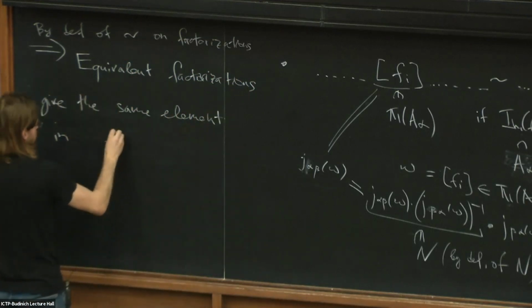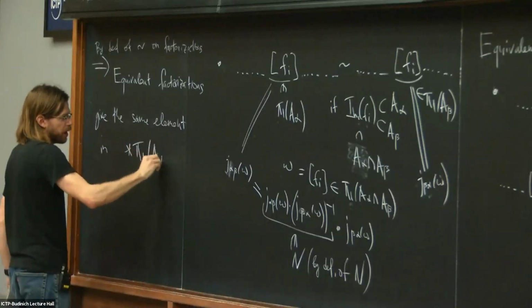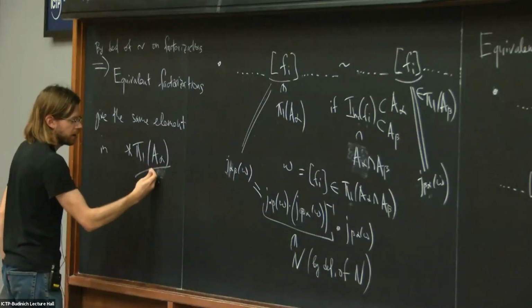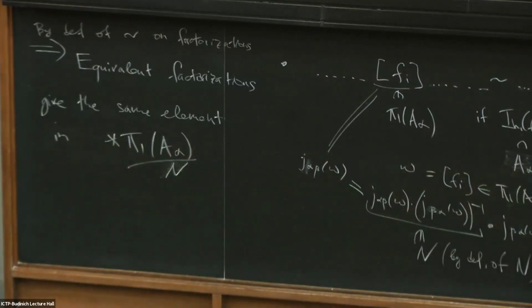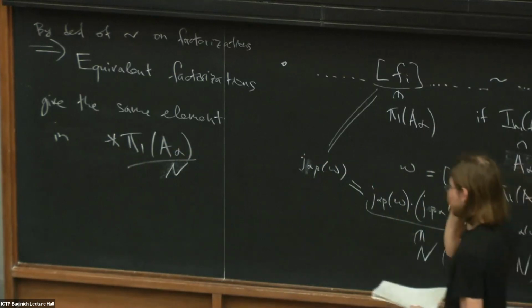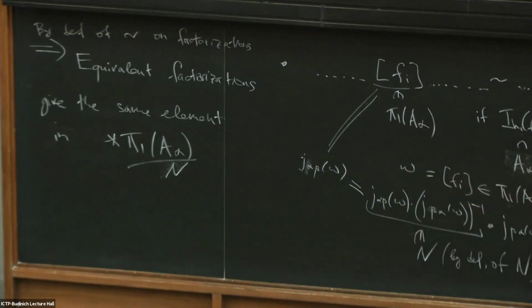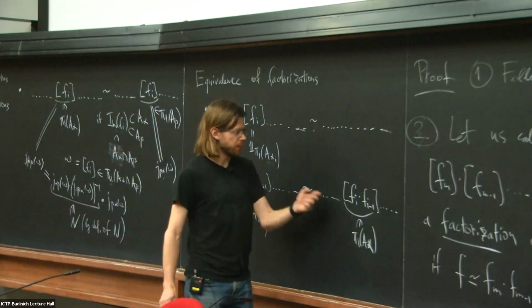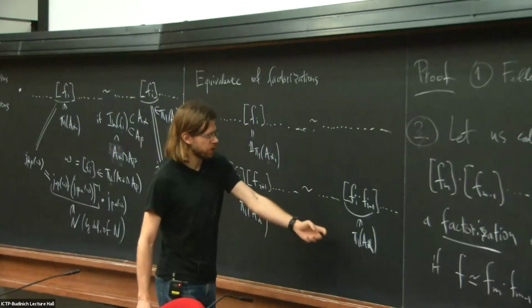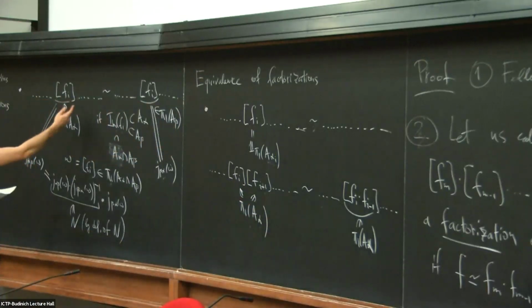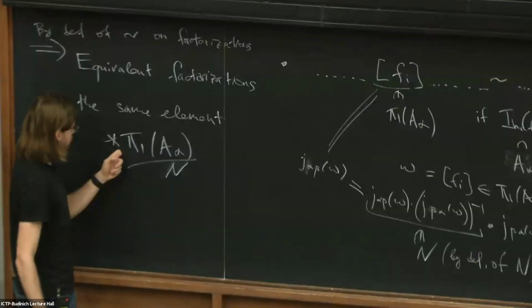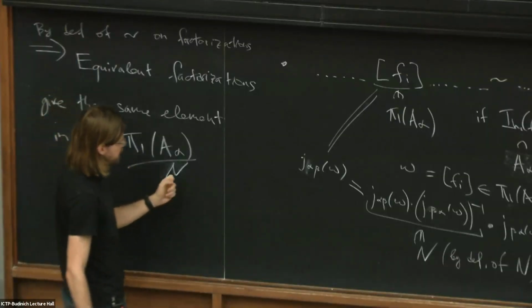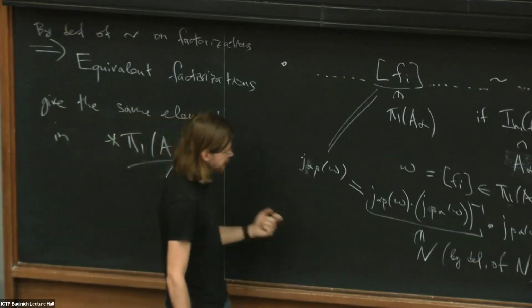The quotient of the free product of pi1 of A alphas by N. This is just, first, we show that the equivalence class of factorization gives us a well-defined element of pi1 because it respects these equivalence relations which are used to define the free product, and moreover, the second part of the equivalence tells us exactly that we want to consider elements of the free product to be the same, meaning to be equivalent, if they differ by an element of N.